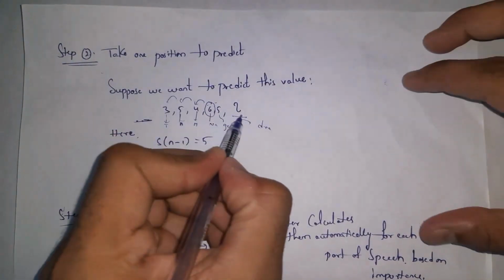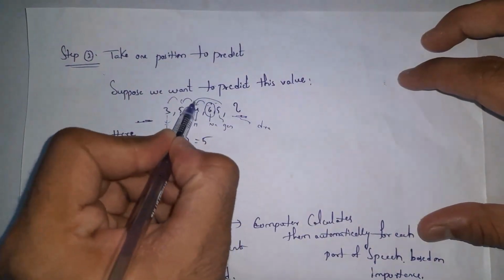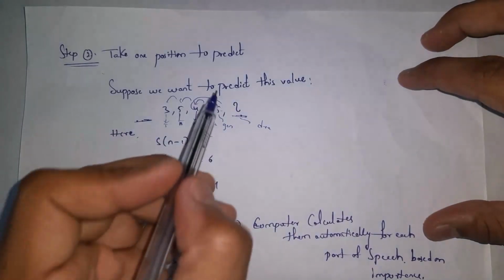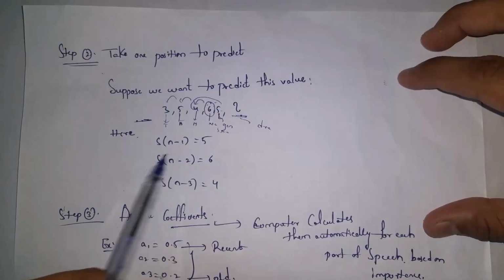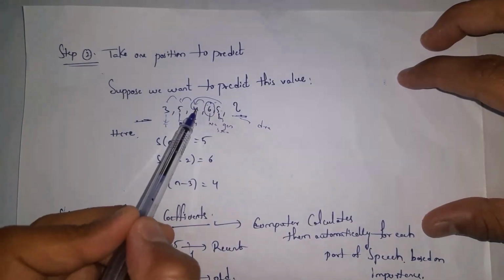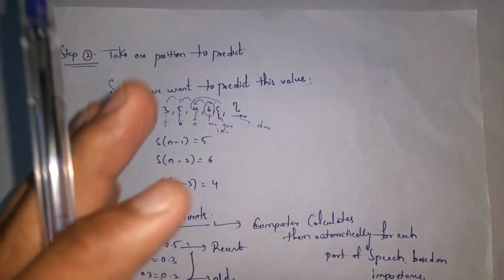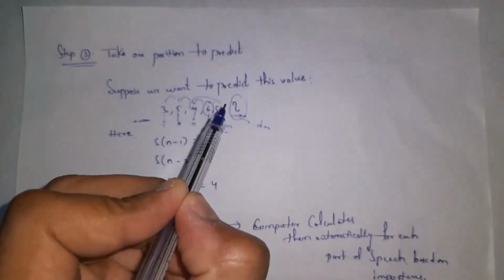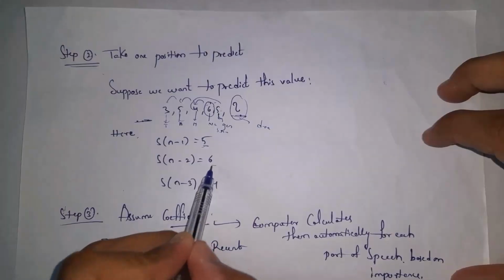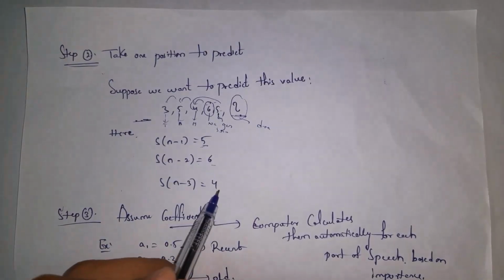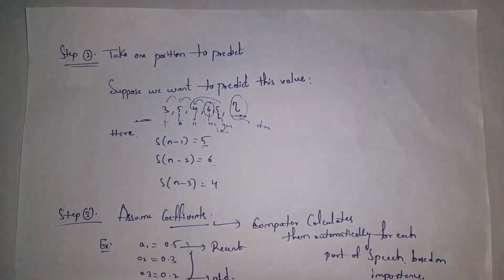In order to predict this value, I am taking three past samples, 4, 6 and 5, where this 5 is nothing but s of n minus 1, this value 6 is s of n minus 2, and this value 4 is s of n minus 3. By taking three past samples, I will predict the present sound by using linear prediction. And for each value, we need to assign weights. Weights are nothing but which value has high priority. Linear prediction will automatically generate weights based on their importance.